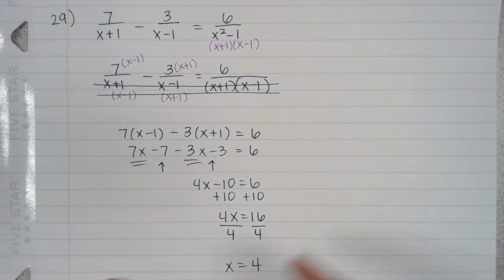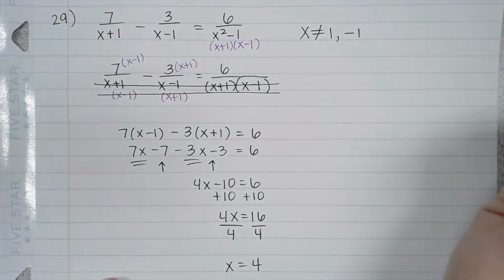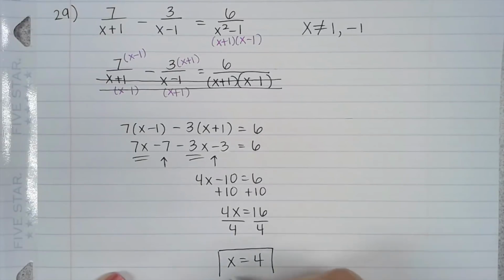I go back up to the original question. The two numbers that would have been bad for this one would have been positive 1 and negative 1, but I got 4 as my answer, so I don't have to worry about 4 being an extraneous solution. That's my answer to the question.